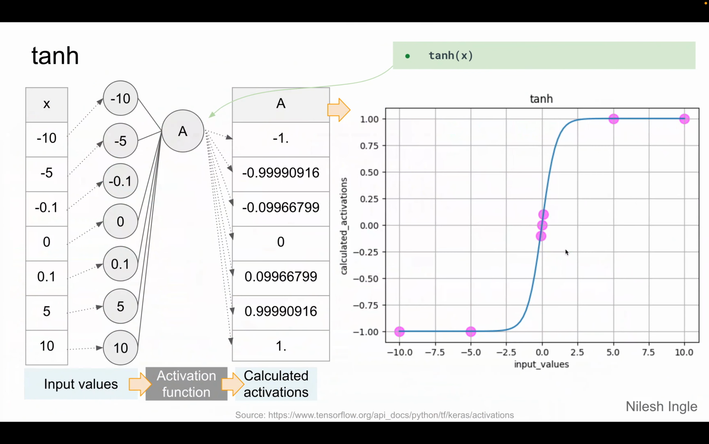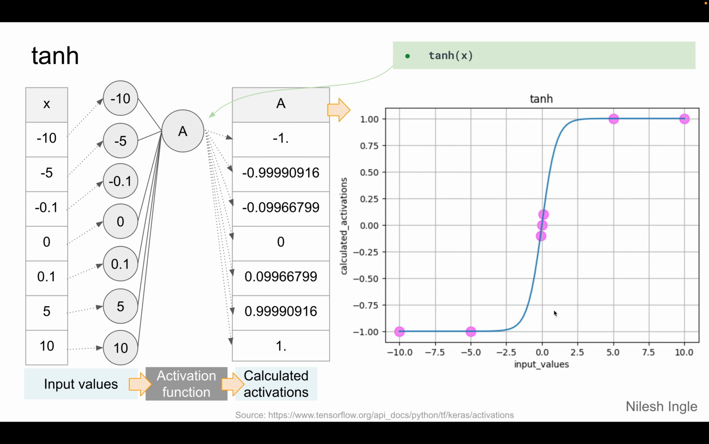Let's now look at the tanh activation function. On the left hand side we have values of x that go from -10 to +10, and we are going to use that as an input to the neuron A, which is using this time the tanh activation function, which is simply the tanh value, shown in the output in the column A, right here.